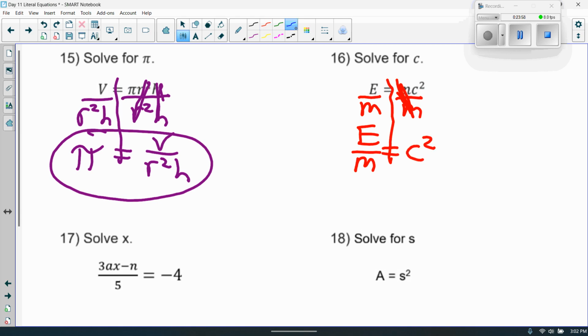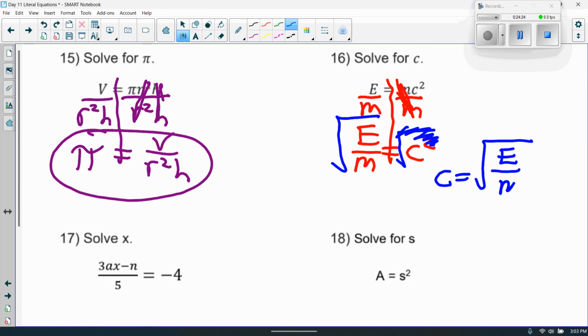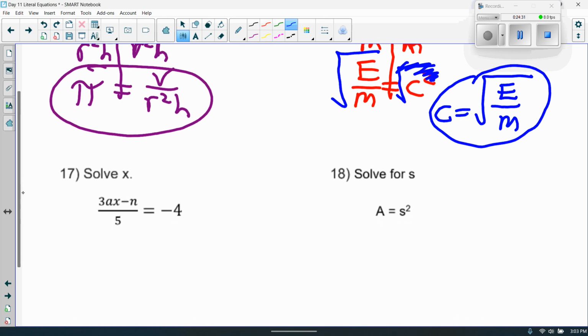Now, here's where people get stuck. They know the opposite of addition is subtraction. They know the opposite of multiplying is dividing, but then they say to themselves, uh-oh, what's the opposite of squaring? Well, if you're yelling out it's square root, you are correct. To get rid of a square, you need to square root both sides. That gets rid of the squared. So you get c equals the square root of e over m. And there it is. That's where students definitely get stuck.